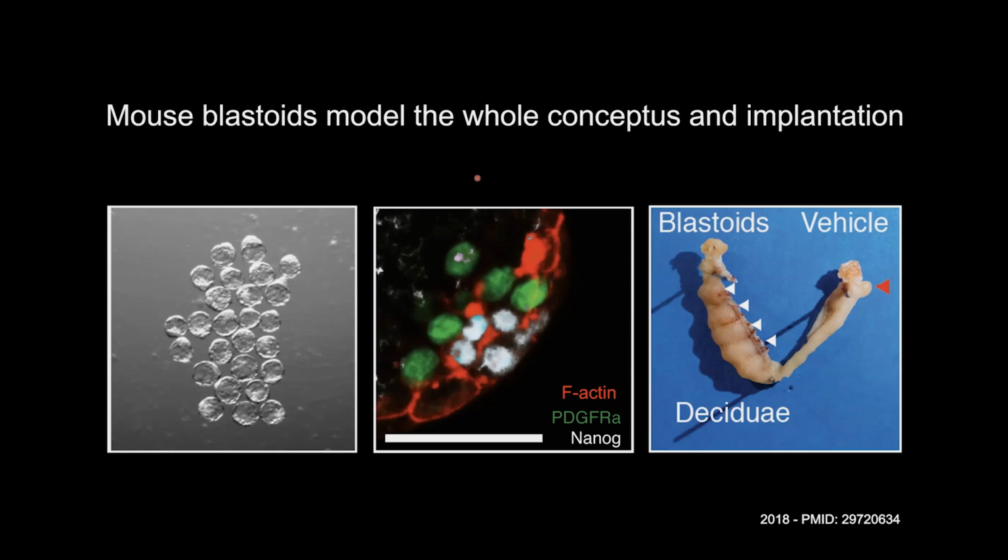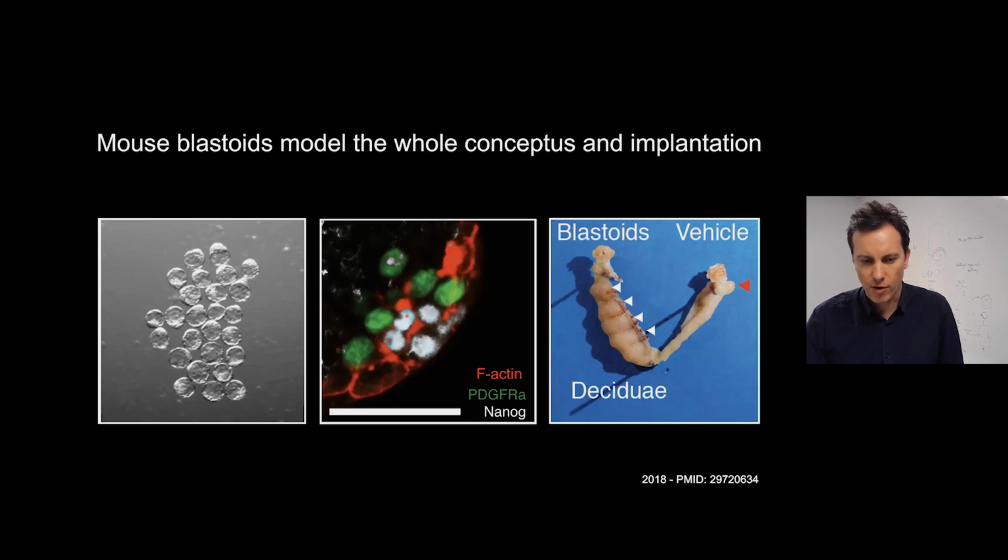And beyond the morphology, those blastoids form analogs of the 3 lineages. Here you can see the trophoblast analogs in red, which will normally form the placenta. You can see the analogs of the epiblast in white, which will normally form the full body, and the third cell type, the primitive endoderm, which will ultimately form the yolk sac. And those primitive endoderm cells form by differentiation from the epiblast.